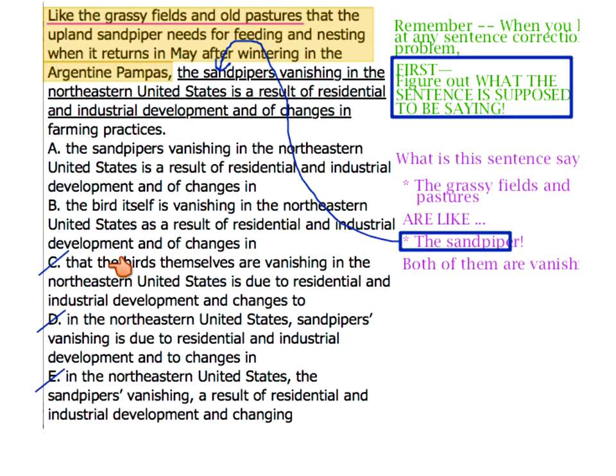And then C is not the bird either. C is the whole idea that the birds themselves are vanishing, but that's not the comparison. So you're left with A and B, the sandpipers and the bird. How do we resolve A and B here? Again, the main focus of today is to get down to A and B, so if you got down to that, then that's the focus of today. But let's make sure we know how to make that decision.